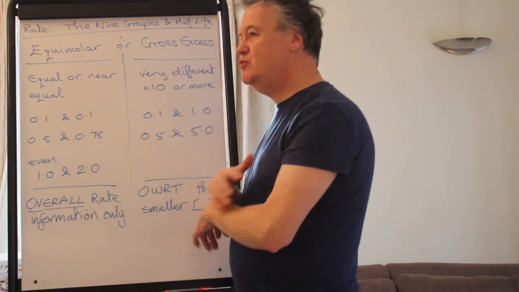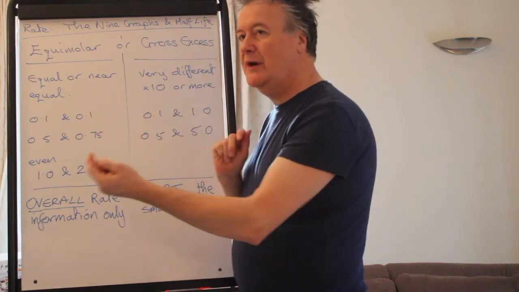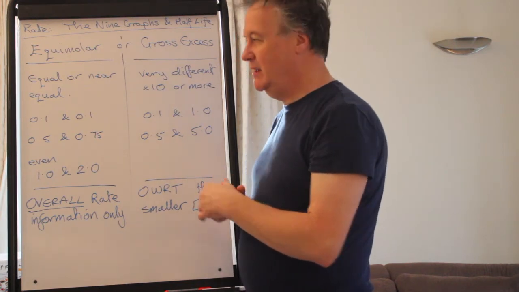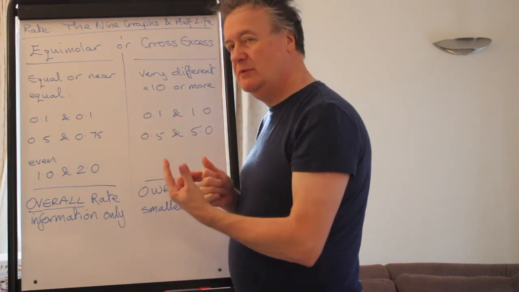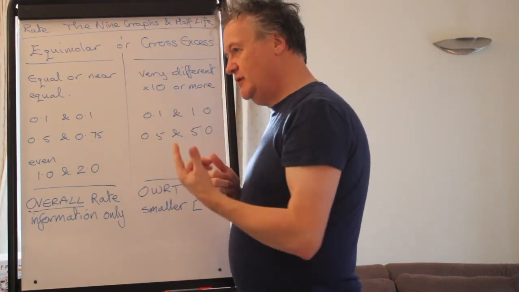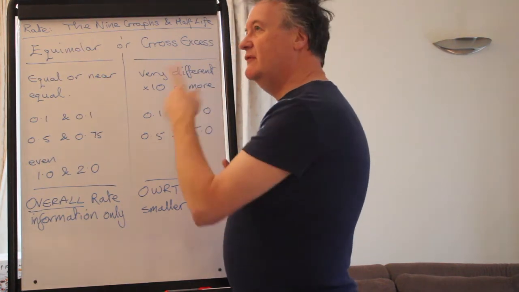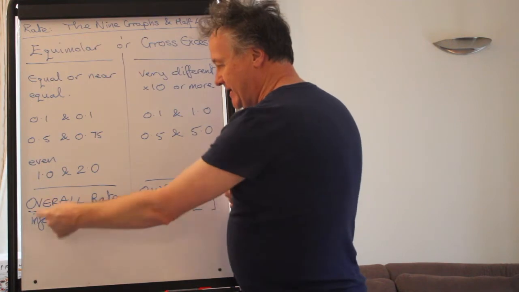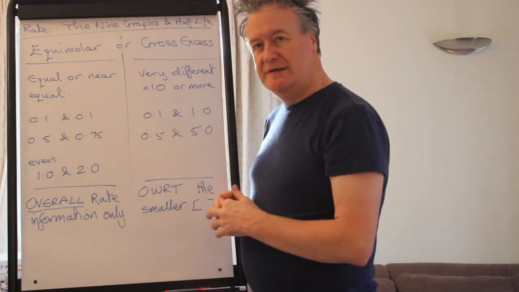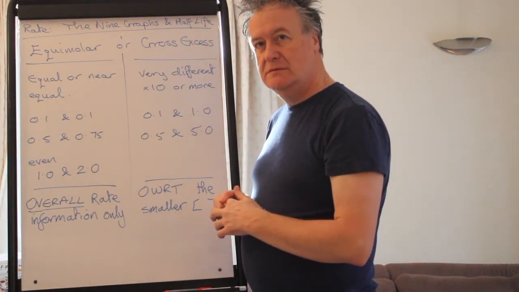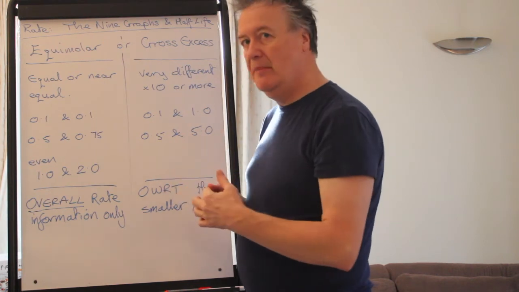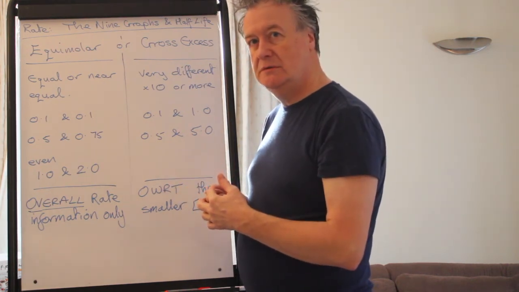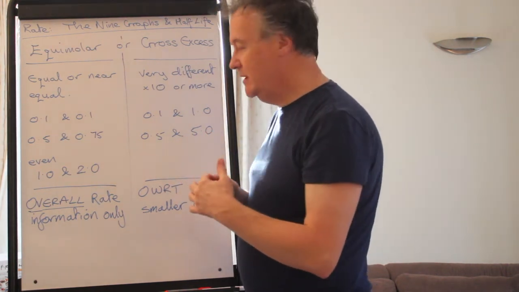If that's the case, you can't tell what each individual component is doing, and therefore what is responsible for the graph that you see, whichever one you're plotting. So it gives you what is called the overall rate information. So that tells you only the sum of the orders that you would have in the rate equation.